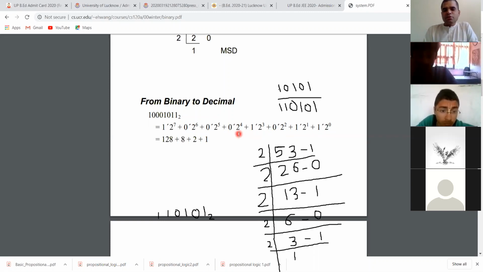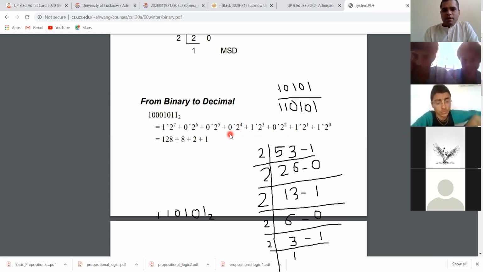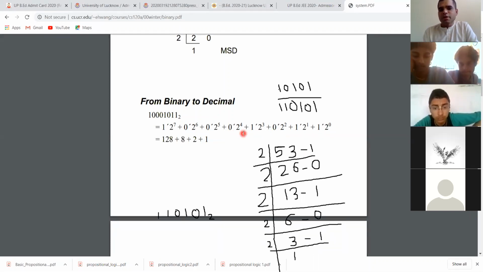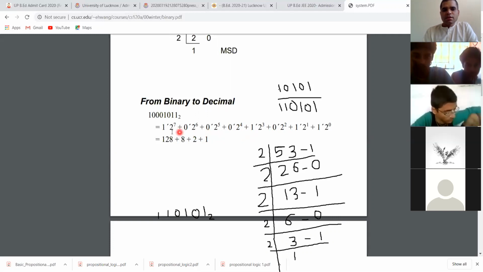There is no need to multiply 0, but just for the sake of a proper sequence we write it, because 0 into 2 to the power 4 becomes 0. It has no value, but we write it so that there is no mistake in writing the powers. Then again 0 into 2 to the power 5, 0 into 2 to the power 6, then 1 into 2 to the power 7.